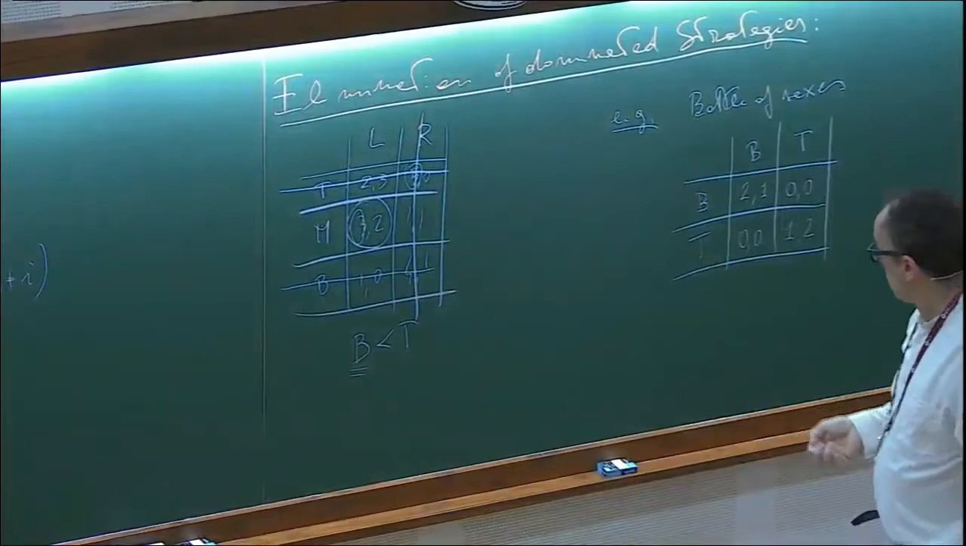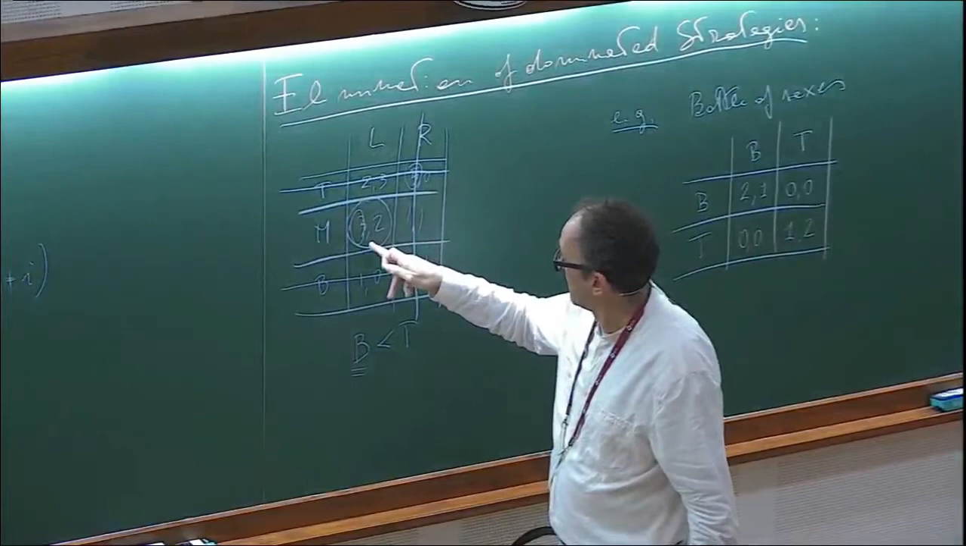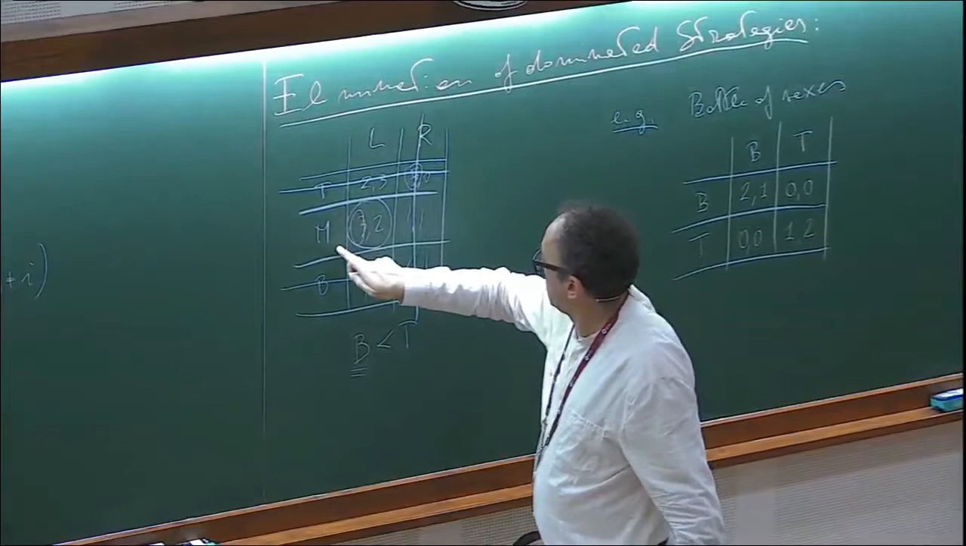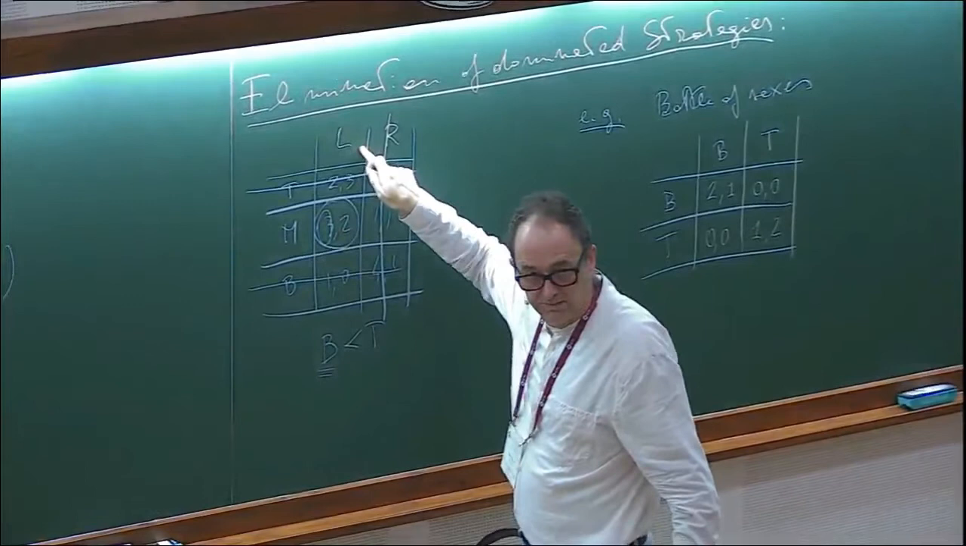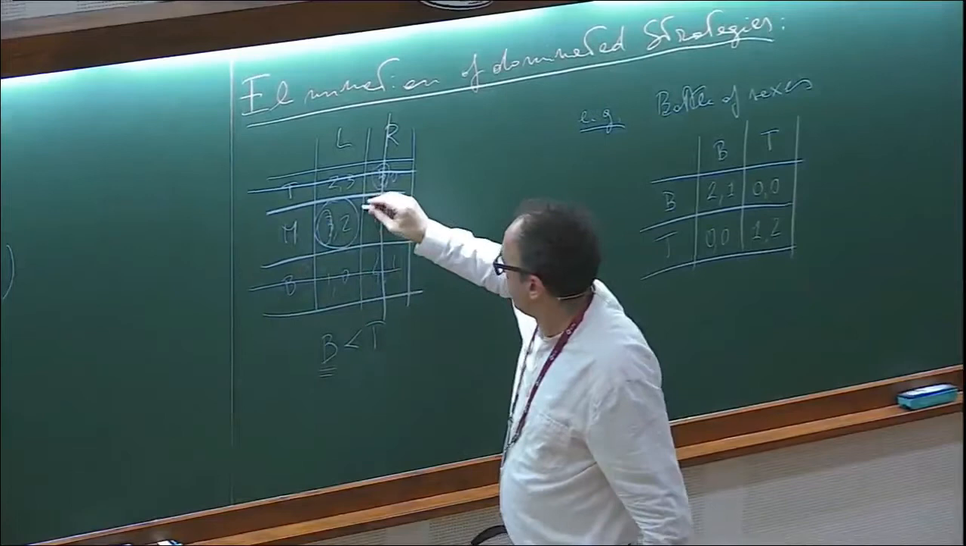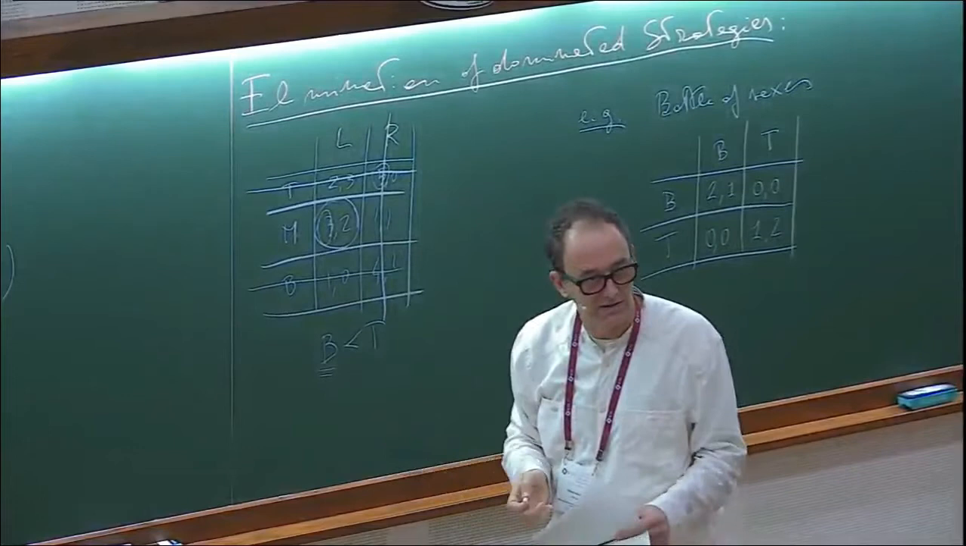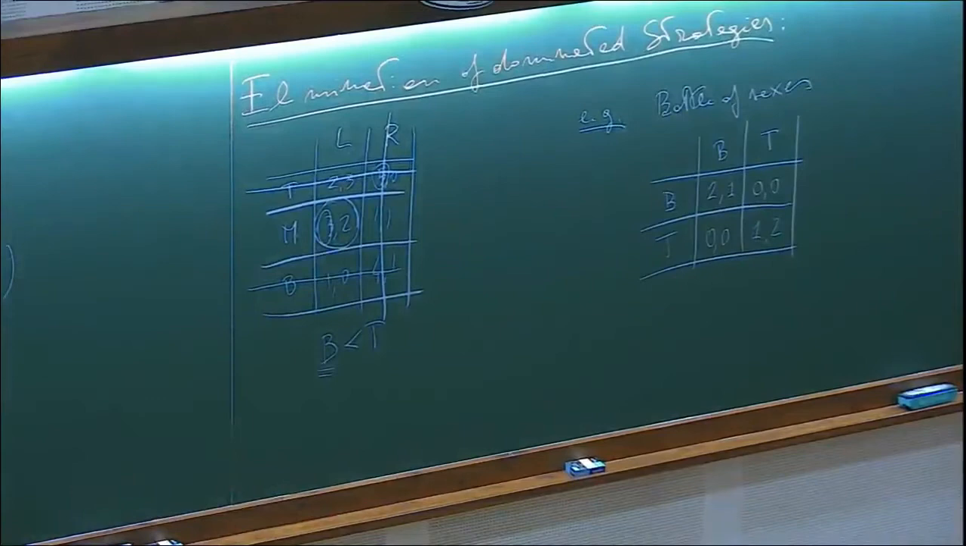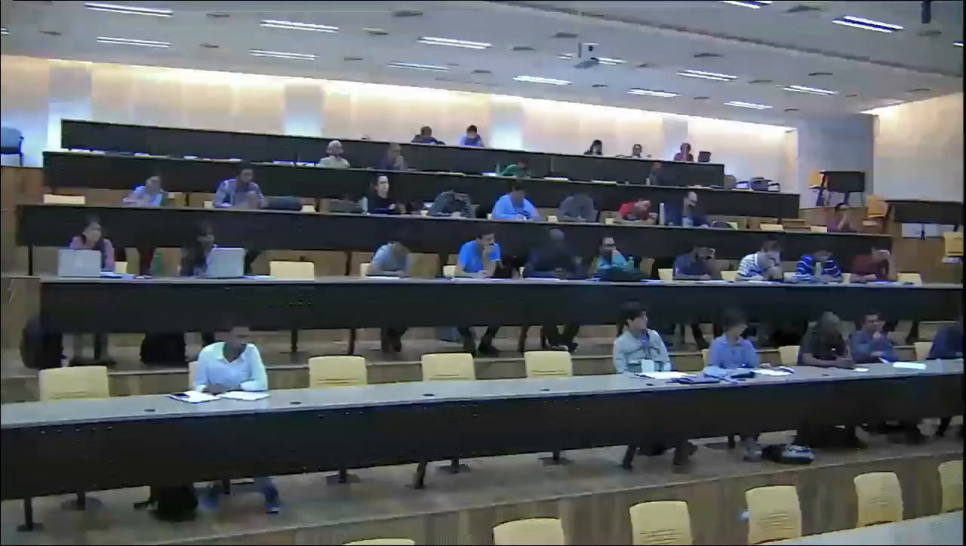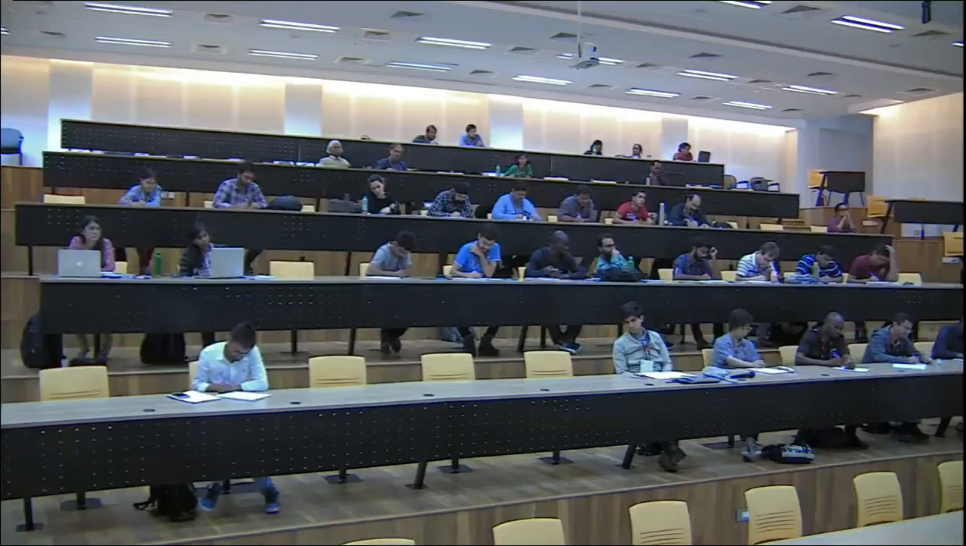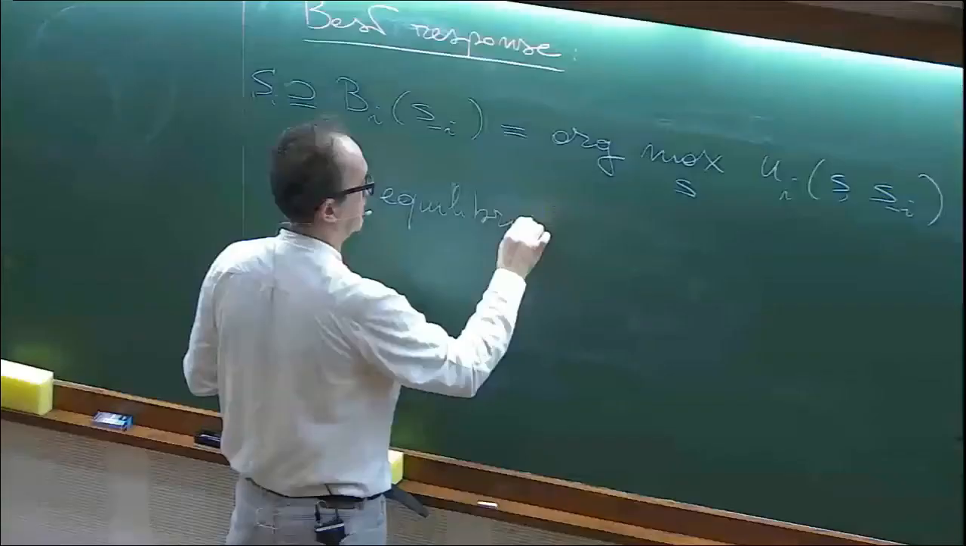What we are interested in is the case where player one is playing the best response to what player two is playing, and player two is playing the best response to what player one is playing. So essentially, the predicted behavior is the fixed point of these best response strategies. And this is called the Nash equilibrium.